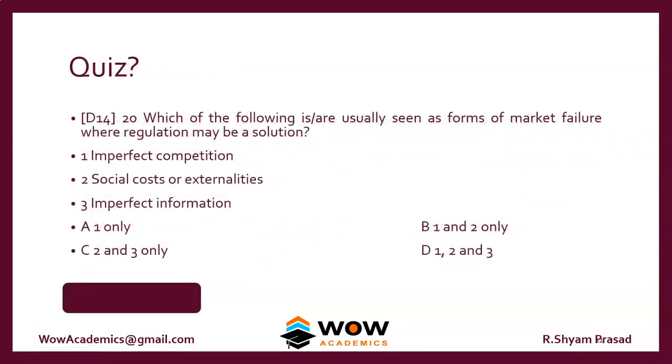So which of the following are usually seen as a form of market failure where regulation may be a solution? So when do we need regulation? When there's imperfect competition, we need regulation. When social costs or externalities are higher, we need regulation, something like cigarette companies. When there's imperfect information, we need regulation. So the answer is D.